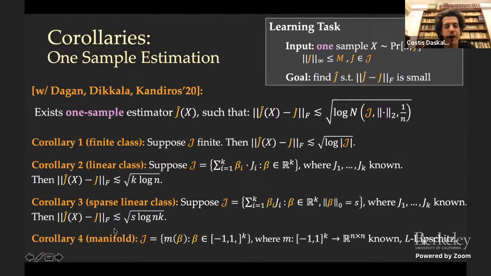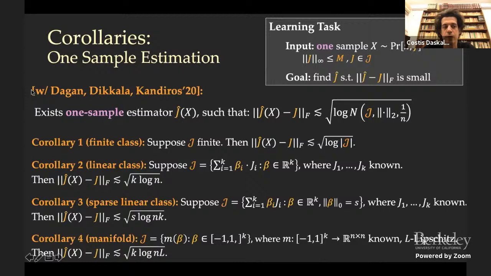Fourth corollary, manifold. Suppose that J, the possible interaction matrices, are the range as you vary some k-dimensional beta through some Lipschitz function that maps this k-dimensional space to R^(N×N), the space of matrices. Then the error you get is k log n times the Lipschitzness. So there are some immediate corollaries from the main theorem.